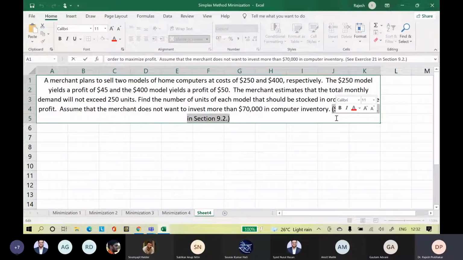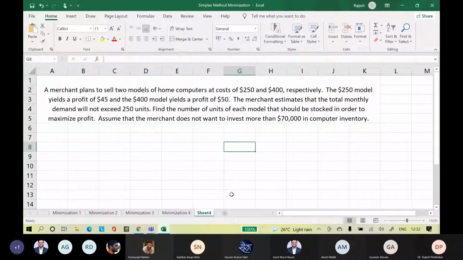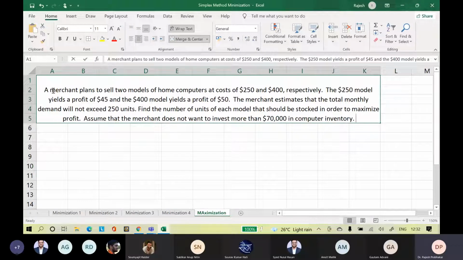This is a maximization problem. Try it. So I'll paste the problem in the chat window also.